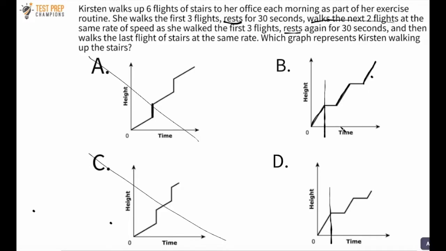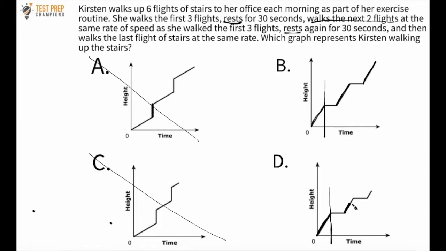So it seems to me that these lines are representing that each time she walks up the stairs, she's going up the same height. And that's not the case, because remember, first she goes up 3 flights, then she walks up 2 flights, then it's just 1. So if you look down at D, you see the height change as she goes up 3 steps. And then we see the line, then she rests for 30 seconds, and then she goes up another 2 flights, but it's only 2 flights.